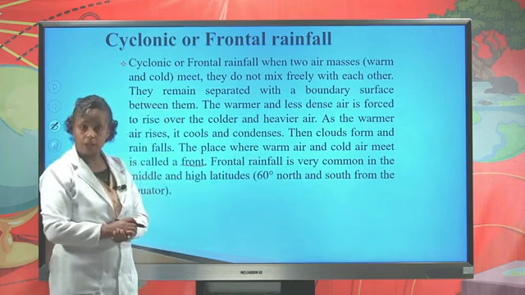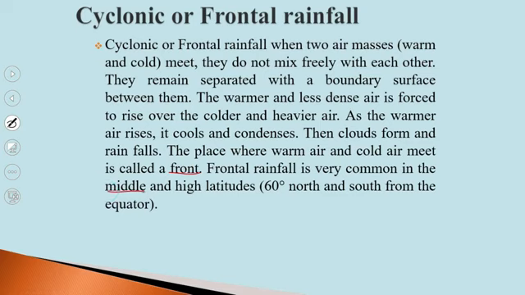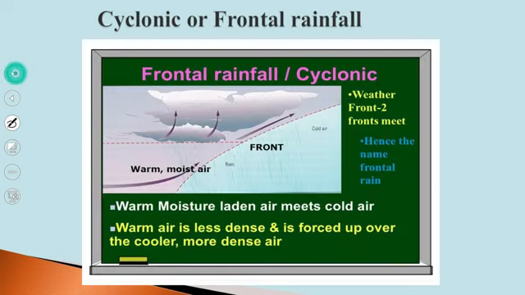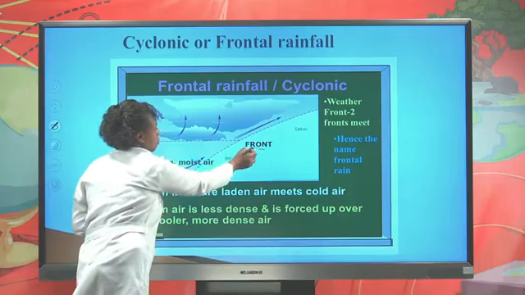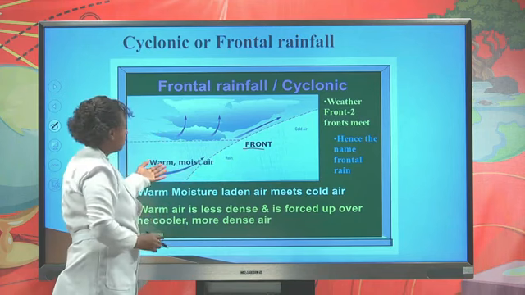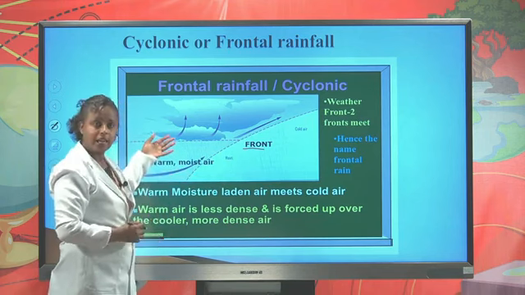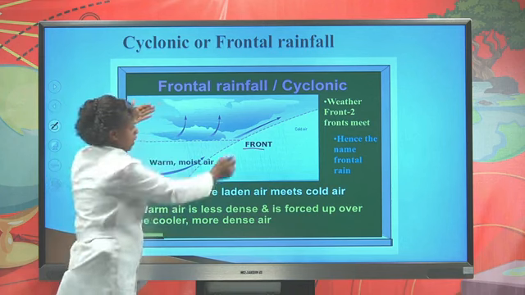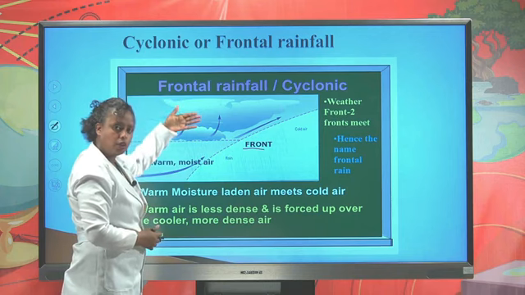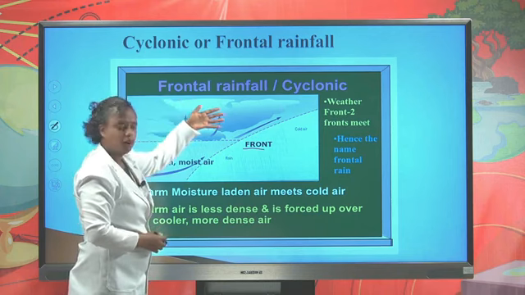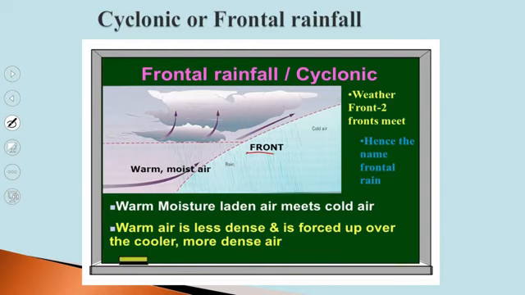Frontal rainfall is very common in the middle and high latitudes, or 60 degrees north and south of the equator. This is the cyclonic or frontal rainfall type. The warm air and the cold air join together to form this front. The warmer, less dense air moves over the colder air mass, and when it rises over and over, it becomes cool and condenses, forms clouds, then falls as rainfall.